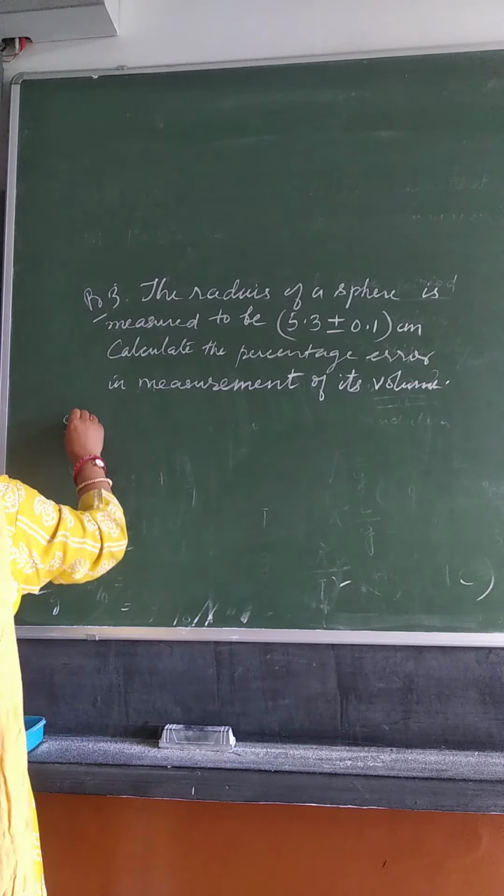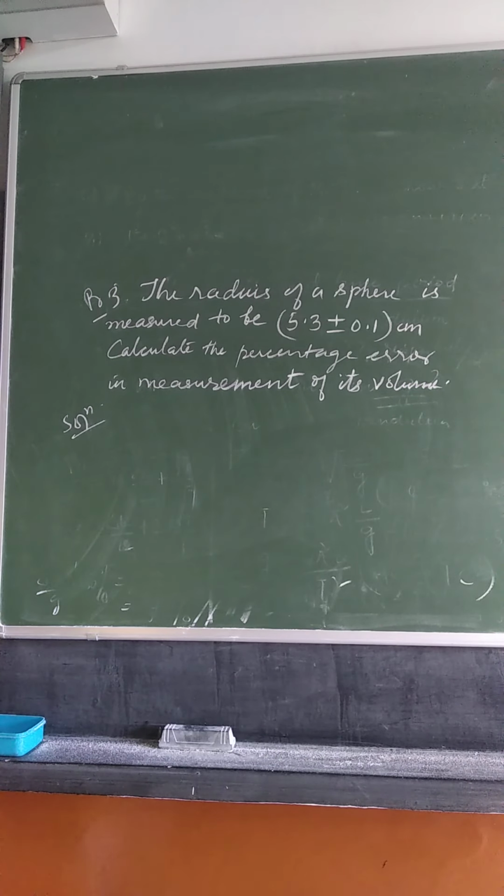Now the solution. You know the radius of a sphere and the volume of a sphere. So you must know first that the radius is given to be 5.3 plus minus 0.1 centimeter. Now the error in radius R will be delta R by R. Now the percentage error will be delta R by R into 100%. Now we have to find out the percentage error in the volume of the sphere, so that is what we are going to do now.